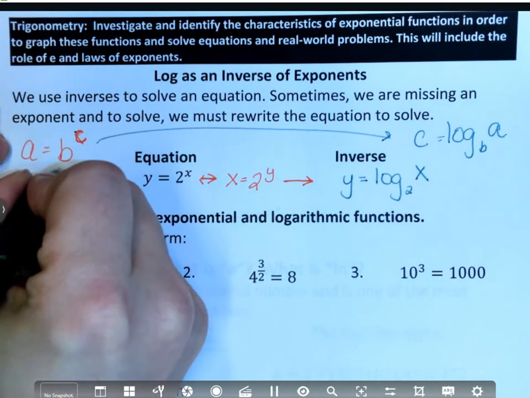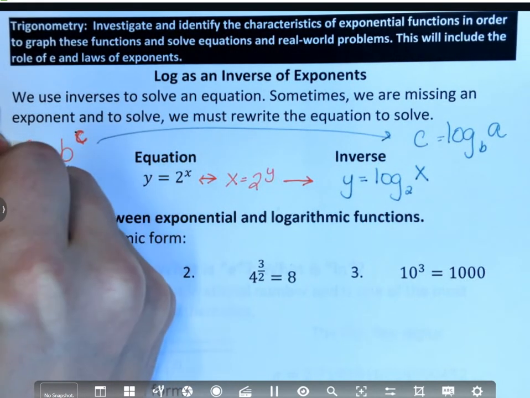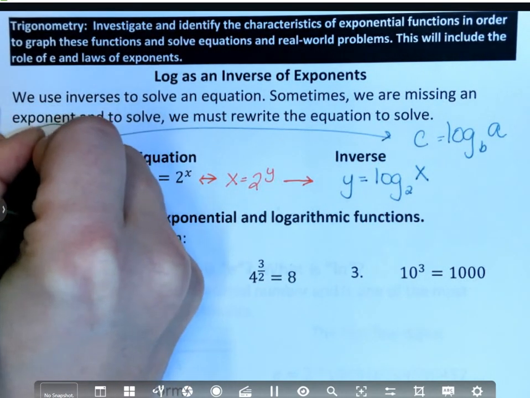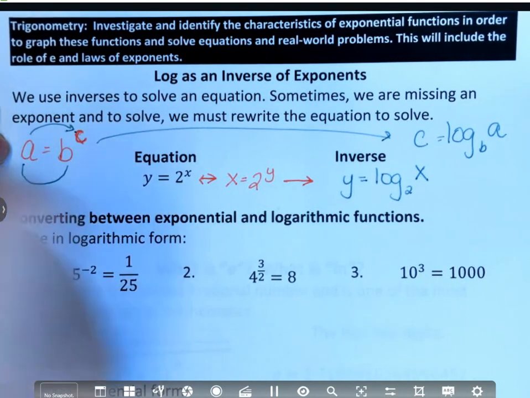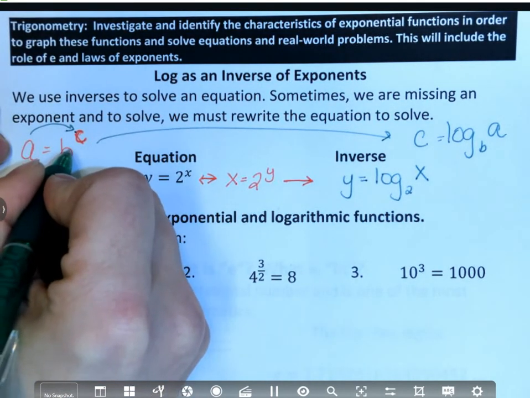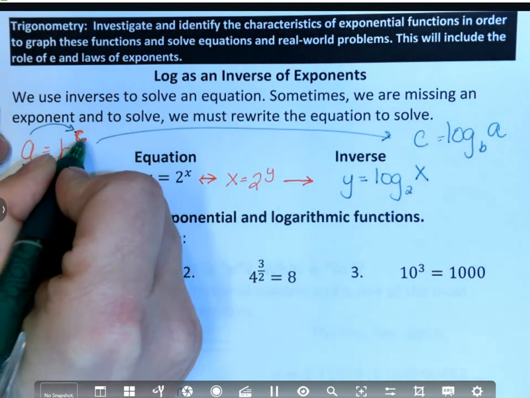So the way I think about it is I say log of this, base that, equals that. It's kind of like this curvy thing. Log of this, base that, of this, equals that.